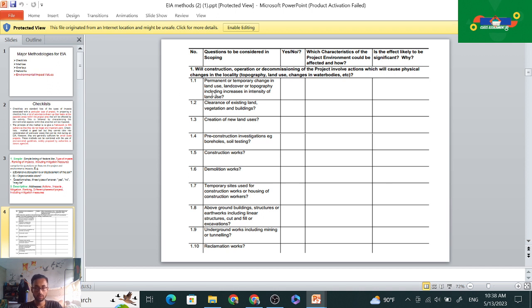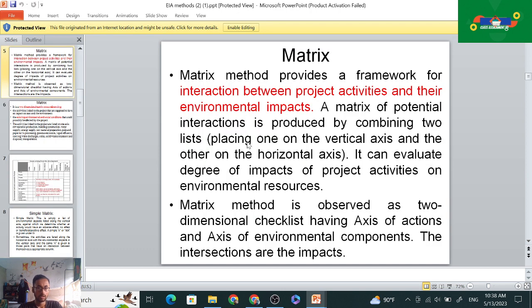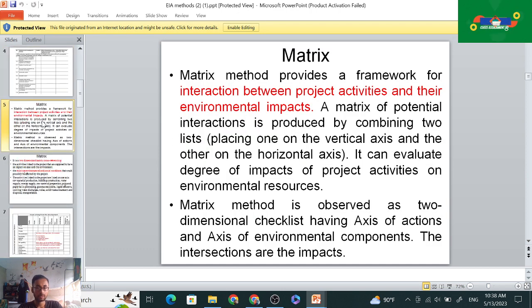This is 1.2: clearance of the existing land, vegetation, and the buildings. This is all. Then number two is the matrix.